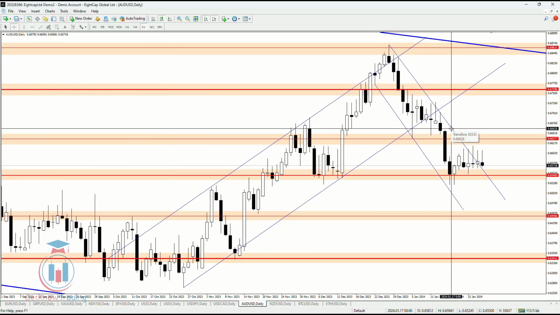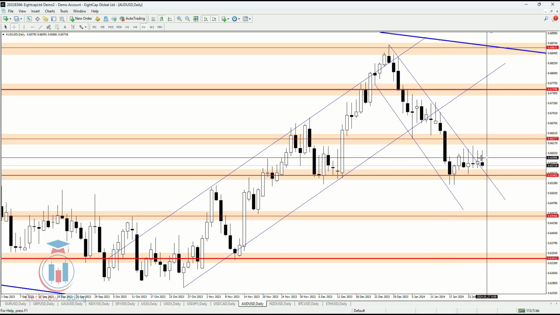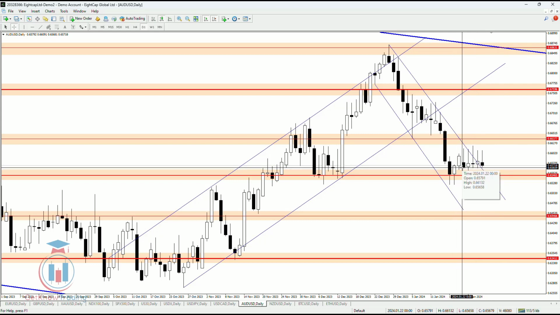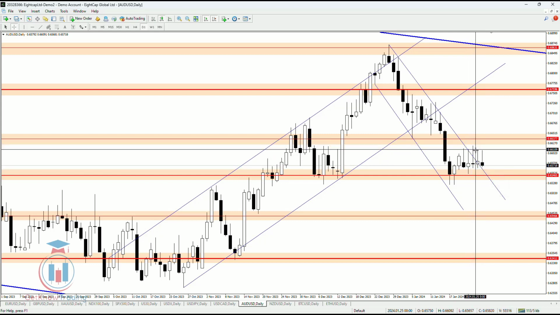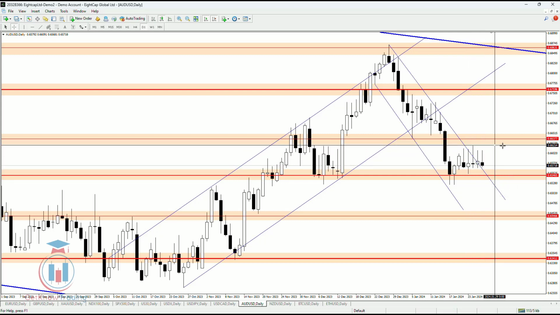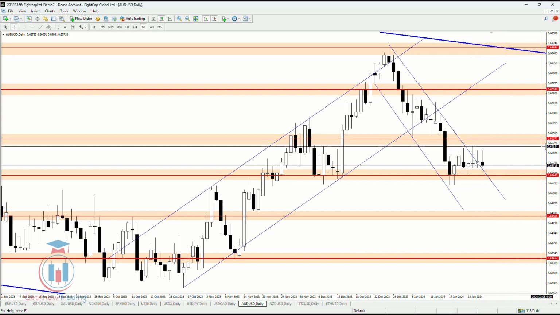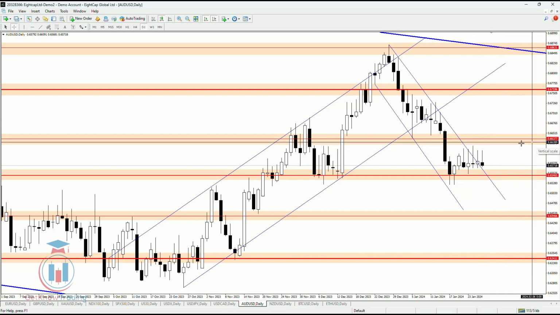Australian dollar against US dollar has stopped right here at this demand zone, 0.65. We can see that the price the whole week could not make a breakout to the downside below this area, but the price was making strong wicks on the upper side, trying to reach a higher price level around 0.66.